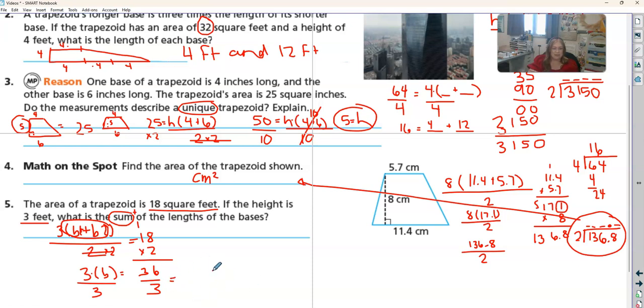And it's just going to be in feet because we're just finding the single measurements. We're not multiplying them together. So 36 divided by 3 will tell us what the bases are when they were added together. What is the base when we add them together?